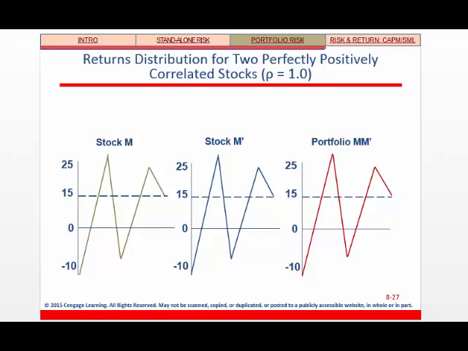Now, this wouldn't be true if they were perfectly positively correlated, meaning that both of them had a correlation coefficient of 1. They both run in the same direction. Then when you add them together, you're going to get the exact same risk. So in this case you get really no diversification benefit from adding both of them in the same portfolio.